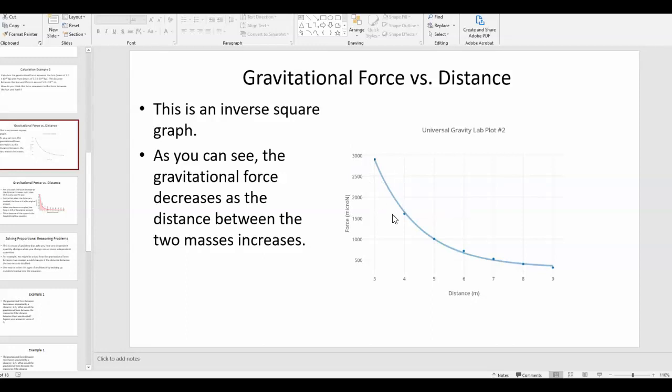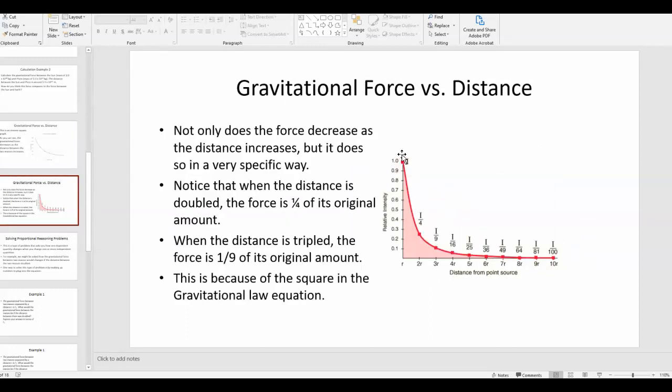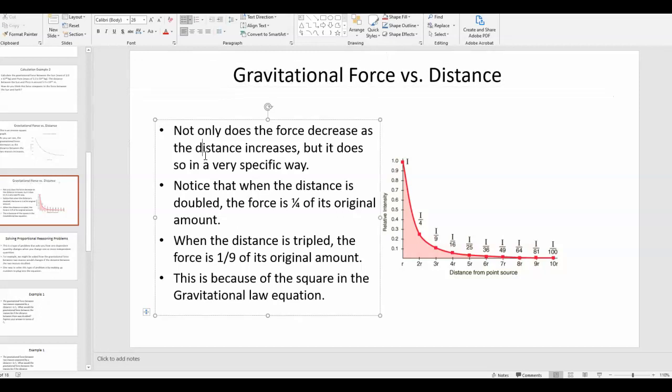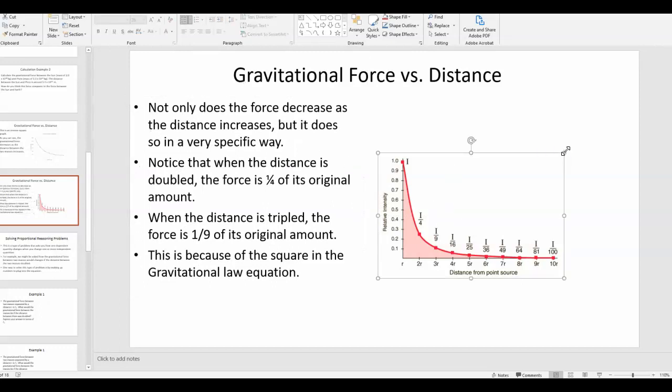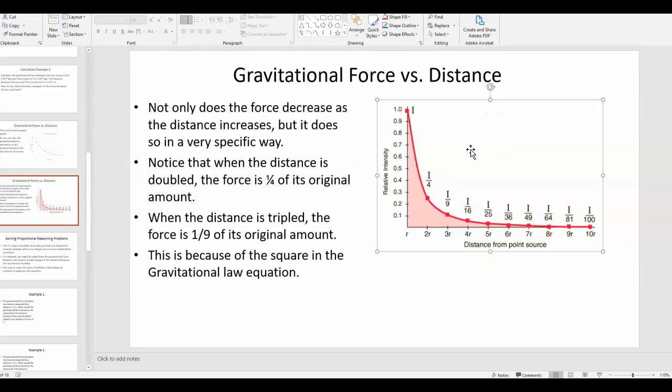This is a graph of an inverse square relationship. Okay, this is another graph of an inverse square relationship. And you need to be able to recognize the shape of that relationship or the shape of that graph on future test questions. So basically what I'm saying is that not only does the force of gravity get smaller as the distance increases, but it does so in a really specific way.